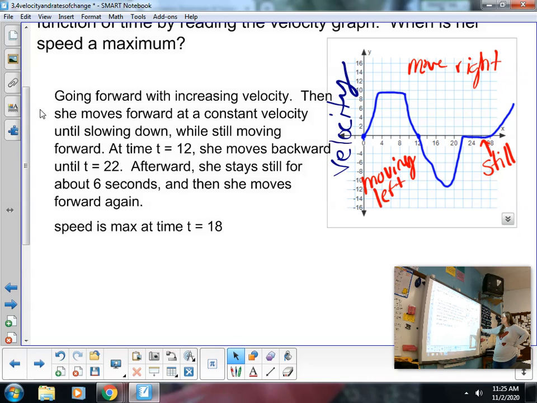Her speed is a maximum at about 18. So speed, remember, is the highest positive or negative value. The highest she goes in the positives is 10. The lowest she goes in the negatives is almost down to negative 12. So at time equals 18, that would be where her speed is a maximum.